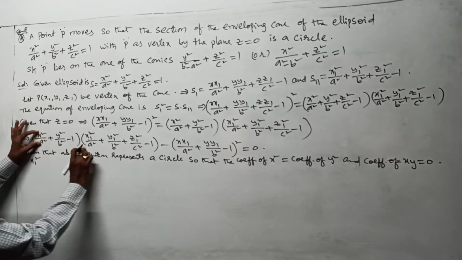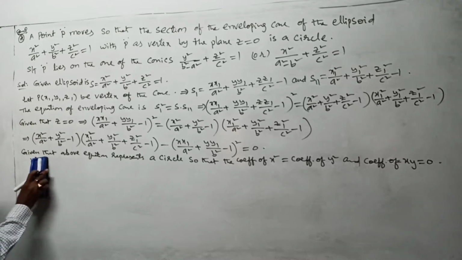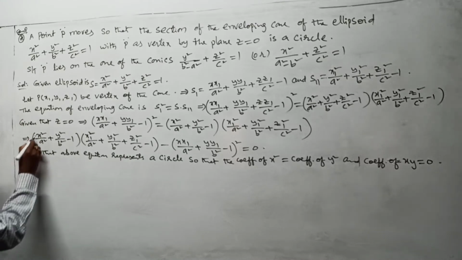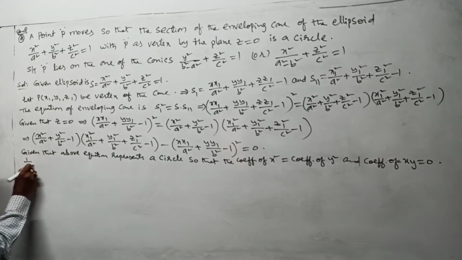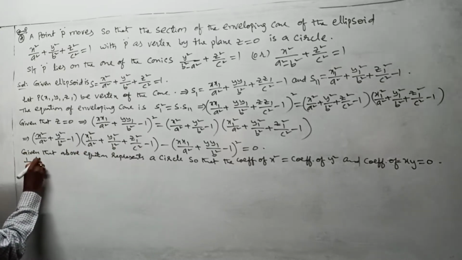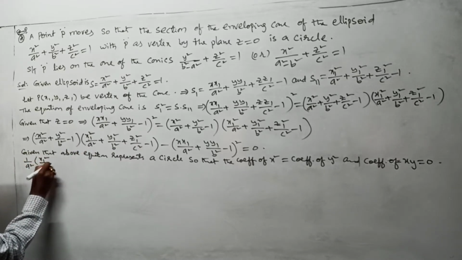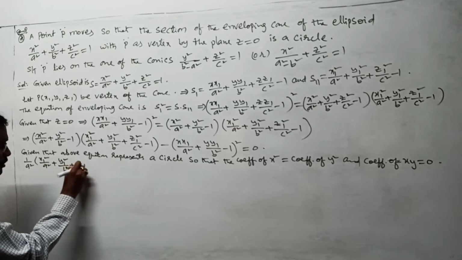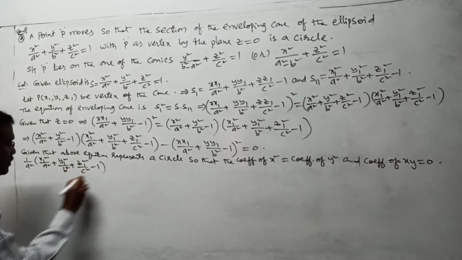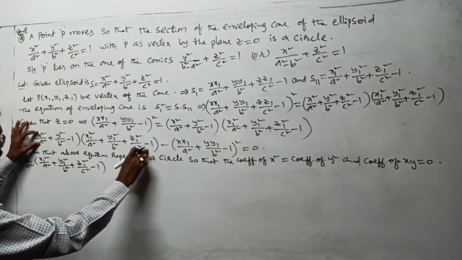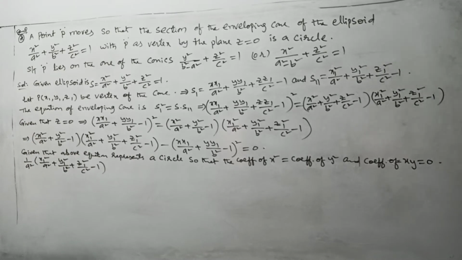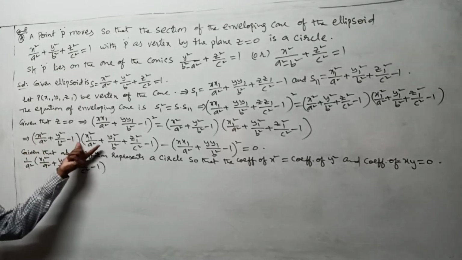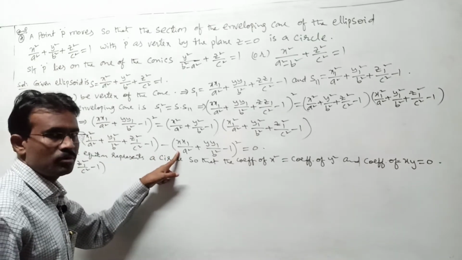This into this total thing gives the x square coefficient, or not? It is 1 by a square into this total thing: x1 square by a square plus y1 square by b square plus z1 square by c square minus 1. This x square into this total thing gives the x square coefficient. That is your x square coefficient in this one.